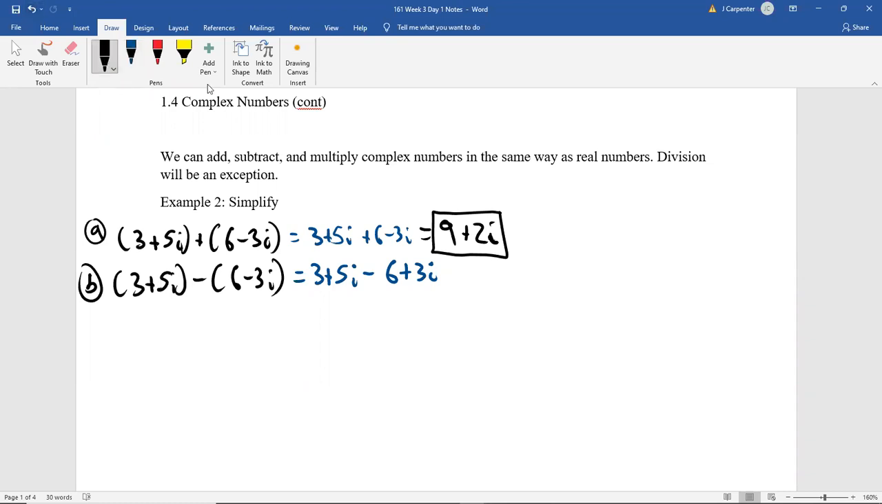And then from there, like last time, just combine your like terms. But it's gonna be a little different this time. 3 minus 6, well, that gives us a -3. And then 5i plus 3i gives us a +8i. And there's our answer.